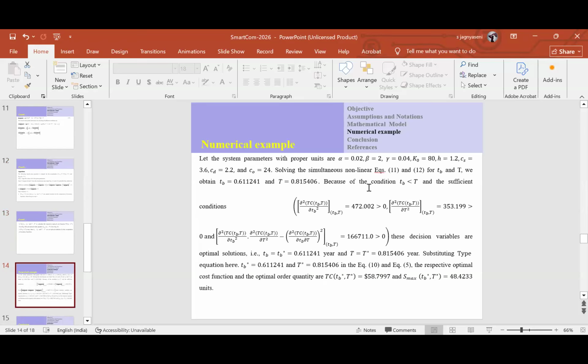Then we take a numerical example here. Let the system parameters with proper units be alpha is 0.02, beta, gamma, K0, H, CD, and C0. All the parameters here we put in the necessary condition to find the optimal solution, that is tb equal to tb star and T equal to T star.